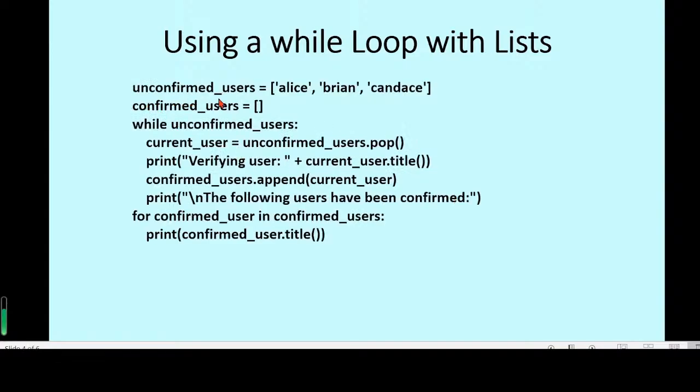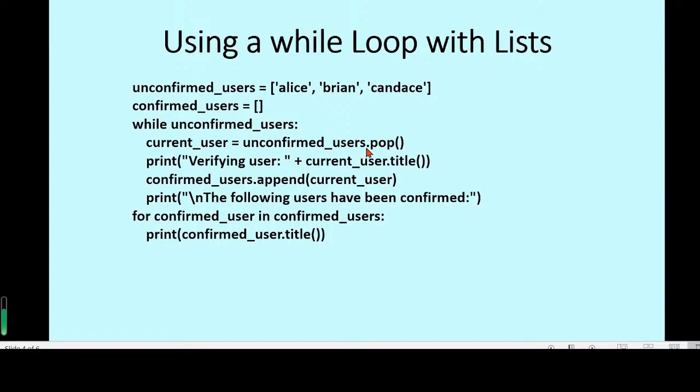So this is a list of unconfirmed users. Then we create an empty list called confirmed users. Next we use a while loop. The purpose of this while loop is to move each unconfirmed user to verify and then to the confirmed users list. So while unconfirmed users, which means if the unconfirmed users list is not empty, there are users in this list, then we will run the while loop.